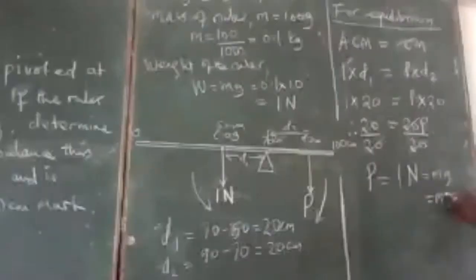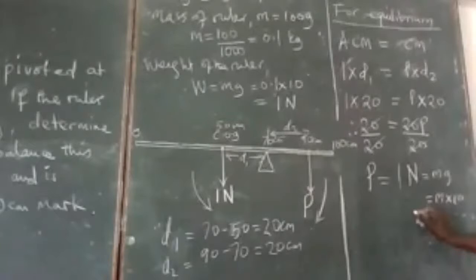But what is the question asking me? It's asking us to find the mass that must balance the ruler and suspend the mass. Determine the mass that must balance the weight of the ruler, okay? So we are looking for mass. So what do I do? Mass is mg. I don't know this mass, but I know that g.